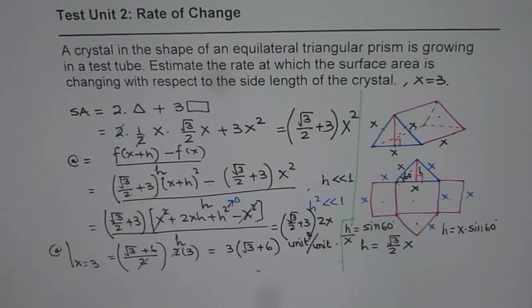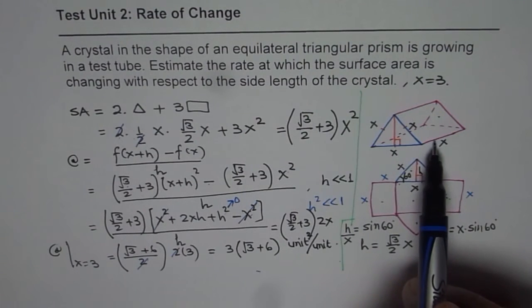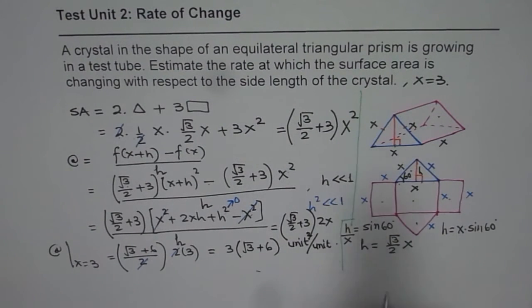But the whole idea is to understand how to find surface area. Once you find that, then it's so simple. It's just like finding instantaneous rate of change for a parabola, right? So that's how it is. I hope you understand the concept, and if you get it in your test, then you max your paper. Thank you and all the best.